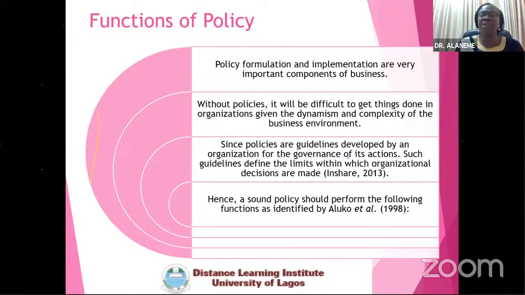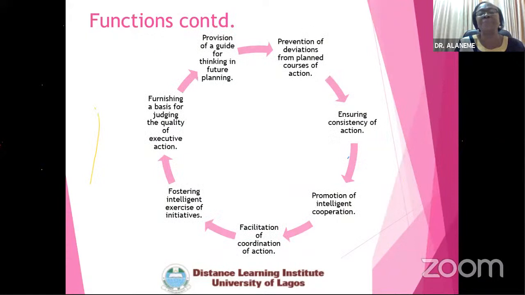And so a sound policy should perform the following functions as identified by Aluku et al. in 1998. So what are those functions? A business policy will provide a guide for thinking and for future planning. It provides us with a guide for thinking and for future planning. This is the policy of the organization that at such and such a time we're going to be at such and such a place. So what do?